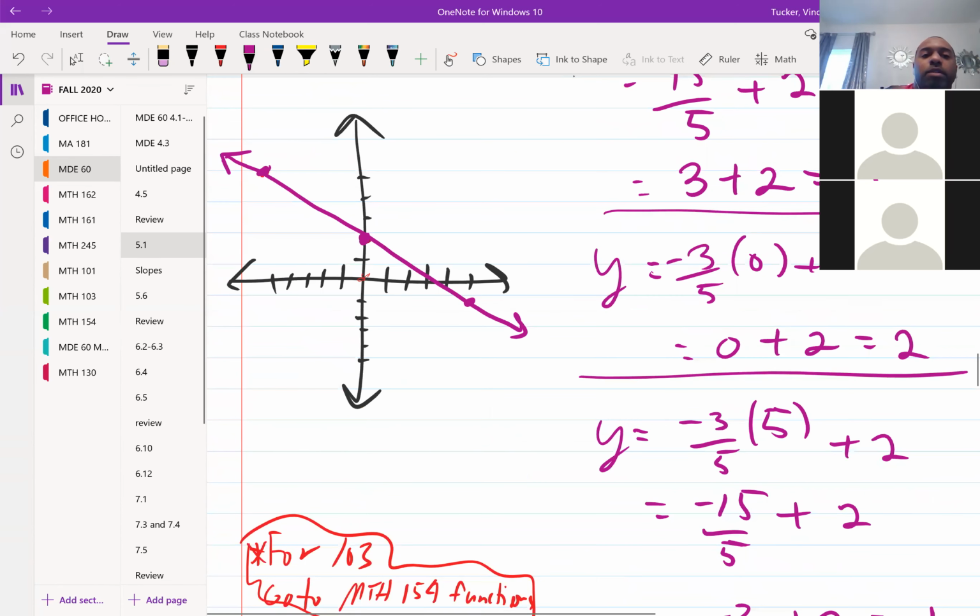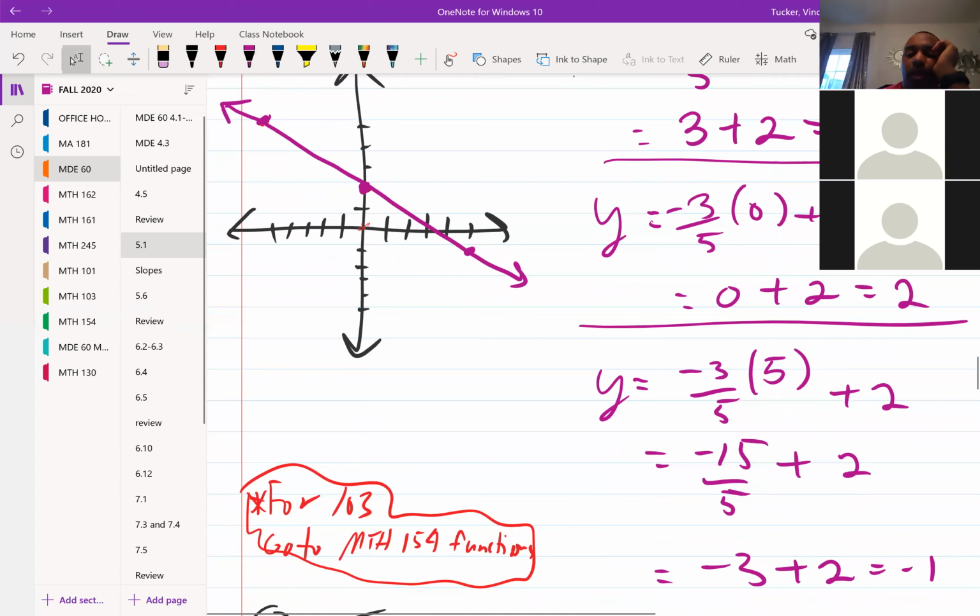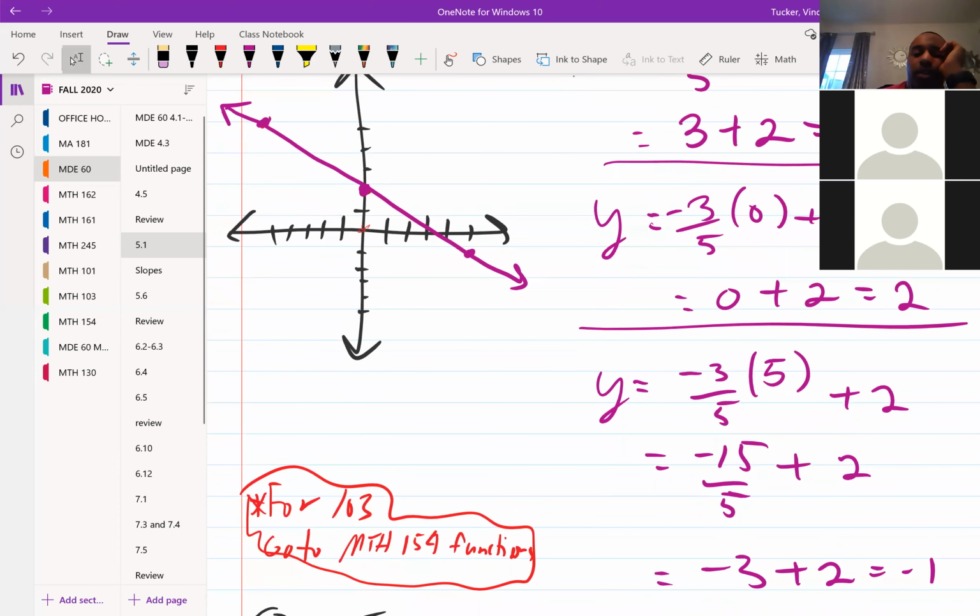And for the last one, we have -3/5 times 5 + 2. So once again, -3 times 5, just those numerators. In this case, it'd be -15. -15 divided by 5 would be -3. -3 + 2 is -1.